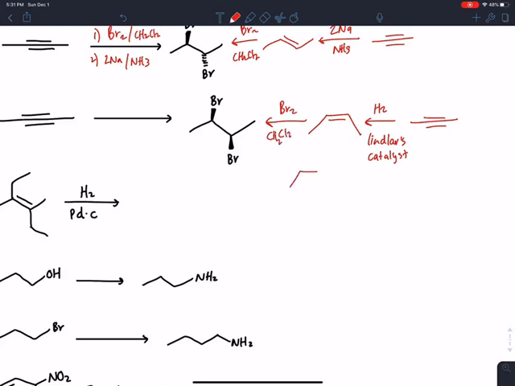I know this is going to form something like this, a wedged and a dashed Br, like that. But when I rotate around the single bond, I'll make my correct answer. So if you want to write it all on the line, you just go 1 and 2. You go first step, I do H2 over Lindlar. Step 2, you do Br2 over CH2Cl2.